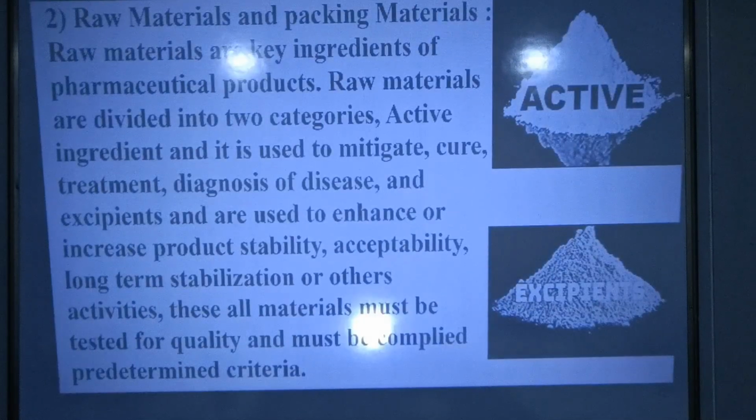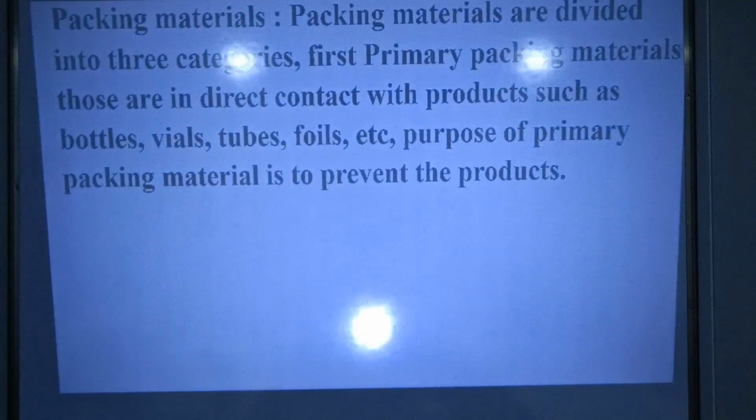The second key principle is raw materials and packing materials. Raw materials are key ingredients of pharmaceutical products. Raw materials are divided into two categories: active ingredients, which are used to mitigate, cure, treat and diagnose disease, and excipients, which are used to enhance or increase product stability, product acceptability, product compatibility, product long-term stabilization or other activities. All these materials must be tested for quality and must comply with predetermined criteria.